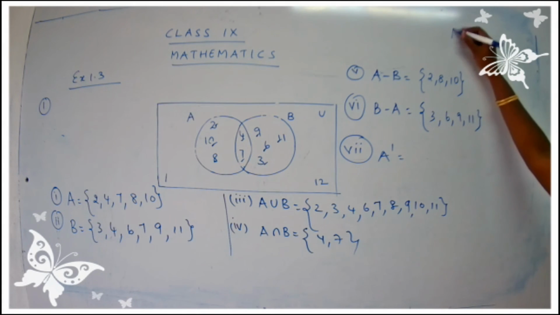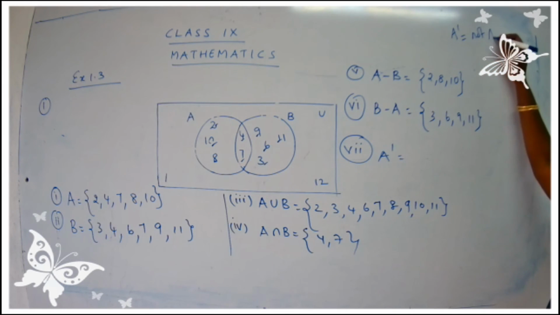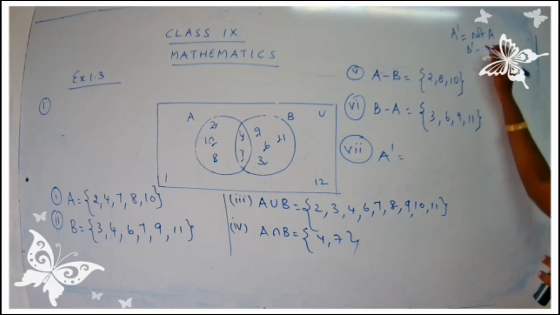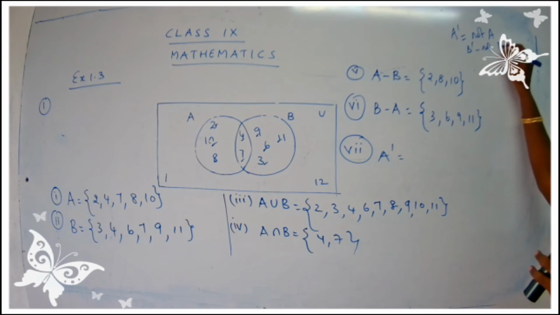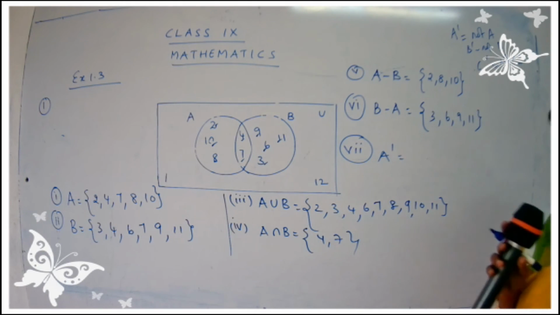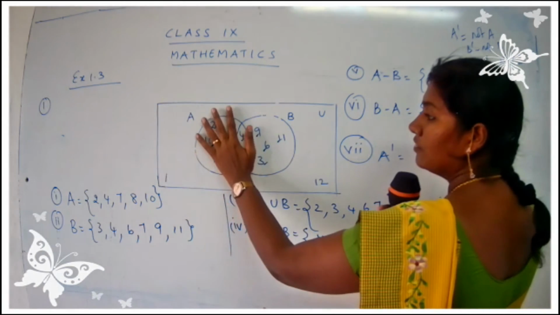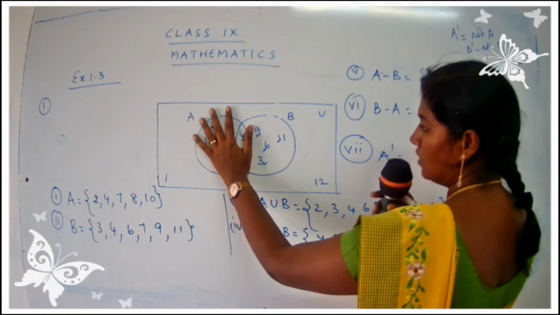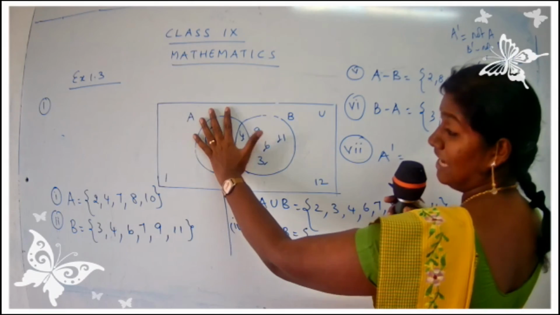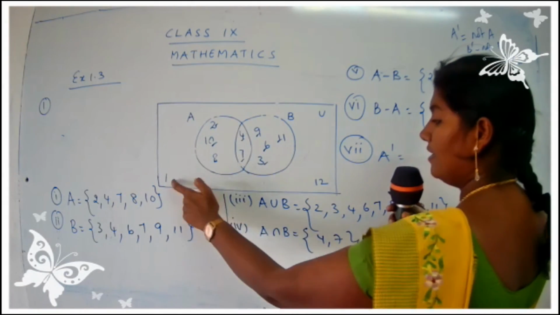Simple term, A dash means not A. What is the meaning of A dash? Not A. What is the meaning of B dash? Not B. What is the meaning of C dash? Not C. It goes on. You have to just continue in this manner. So A dash means I don't want A. So just keep a hand over A. So what is left now? 3, 6, 9, 11, and two more things. We have 1 and we have 12.